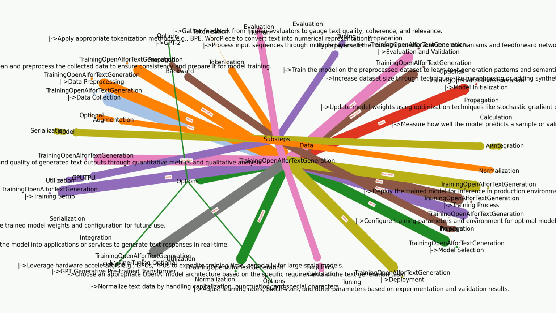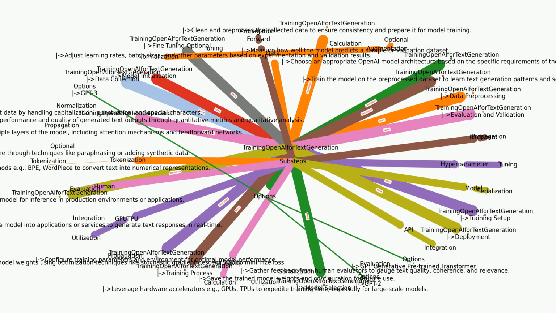Name: Fine-tuning (optional). Description: Fine-tune the trained model on domain-specific or task-specific data to improve performance and adaptation. Name: Deployment. Description: Deploy the trained model for inference in production environments or applications.